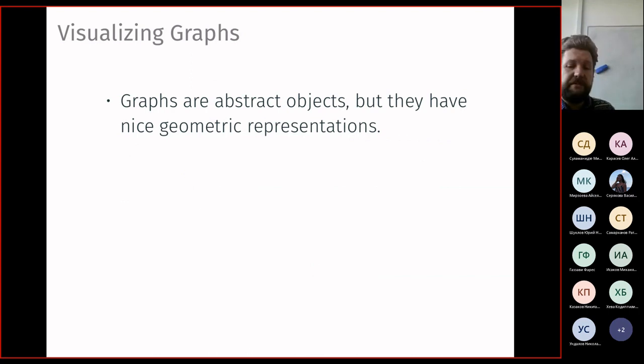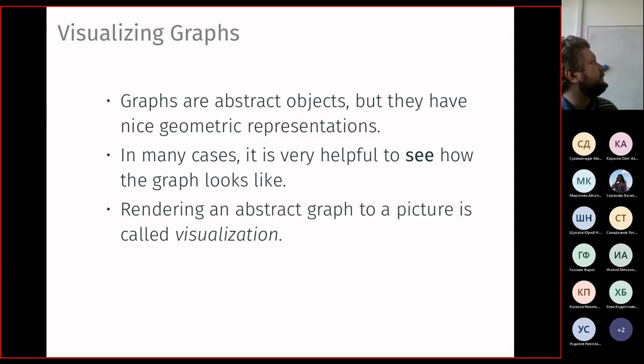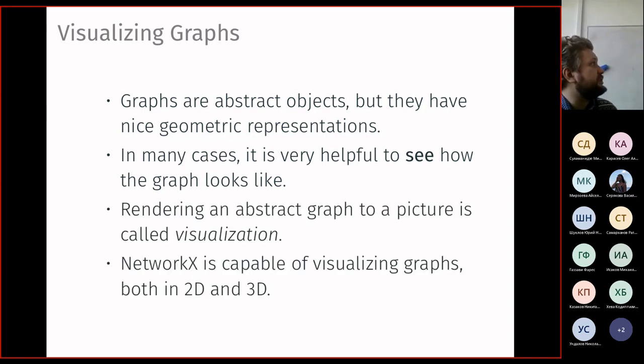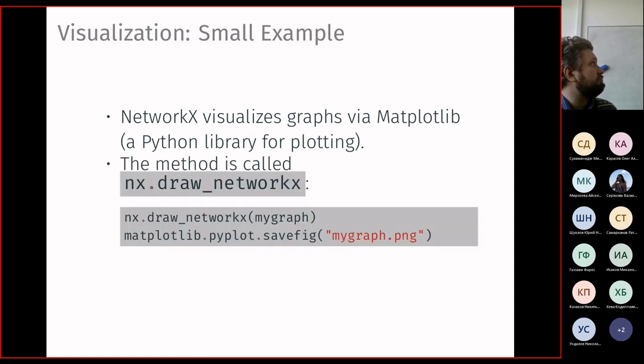Graphs as abstract objects can be nicely represented geometrically. Sometimes, even without formal analysis of graphs, it can be interesting to see how the graph looks, even if it is huge. This is called visualization, and NetworkX can visualize graphs on the plane and also in 3D. This is how it basically works.